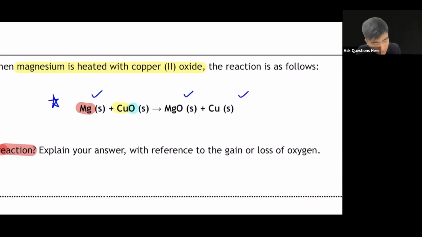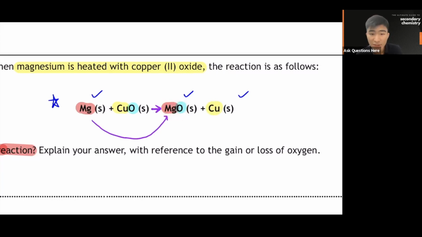Now, let me use the same color coding to do this on the right-hand side. Let's look at magnesium first. I need to make sure I know where the arrow is, so please color the arrow or take note of where it is. On the left-hand side of the arrow, magnesium has no oxygen. However, after the reaction, magnesium is now bonded to oxygen, right? Can you see here?